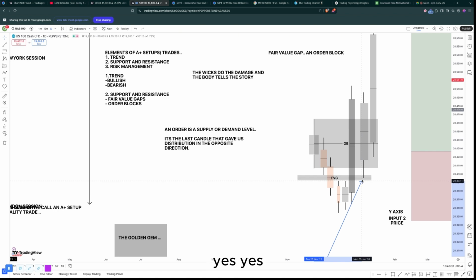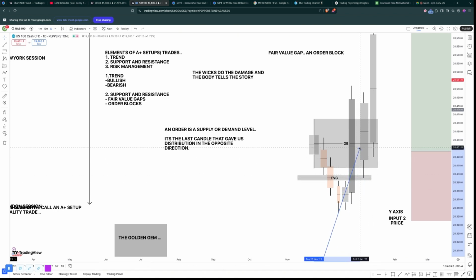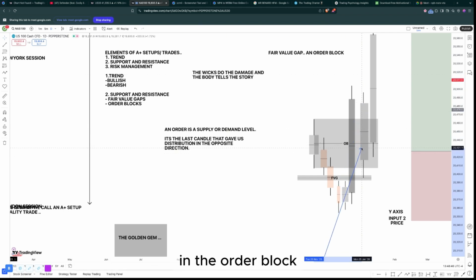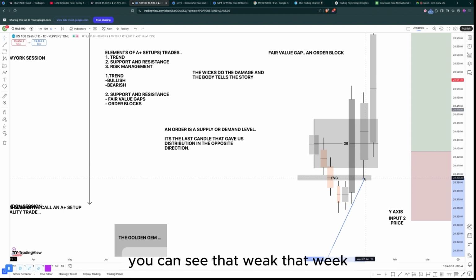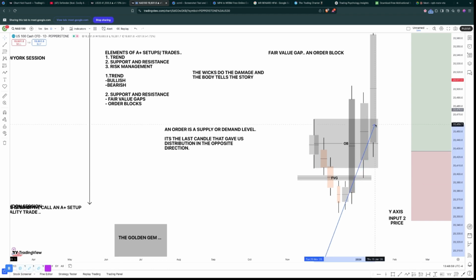Yes. For example, in this scenario, we have this candle that came back to retrace in the order block. It pushed up to this fair value gap. You can see that wick. That wick closed in the fair value gap and then it swept up. I hope you guys understood that. Right?